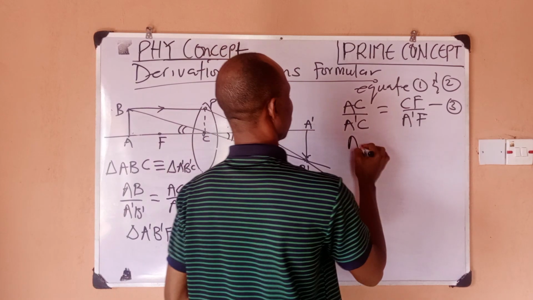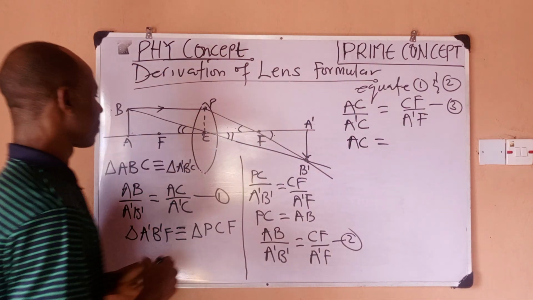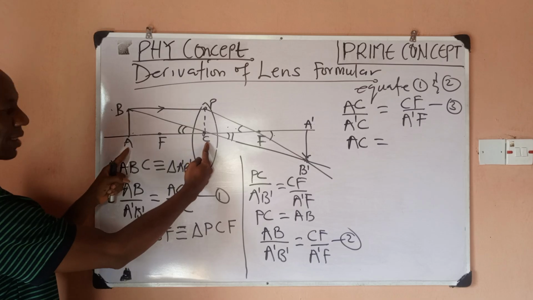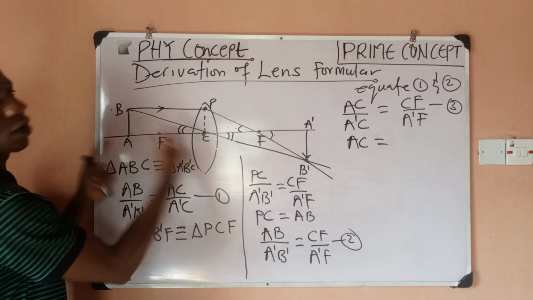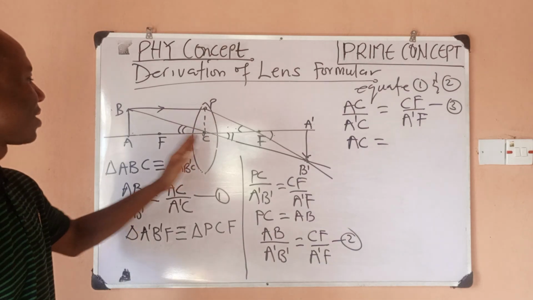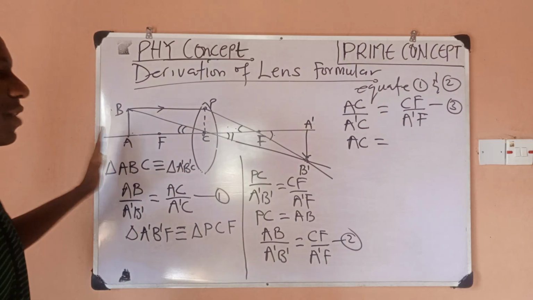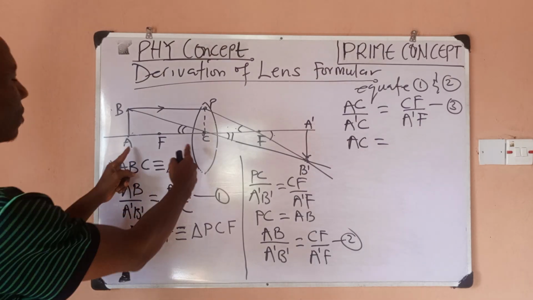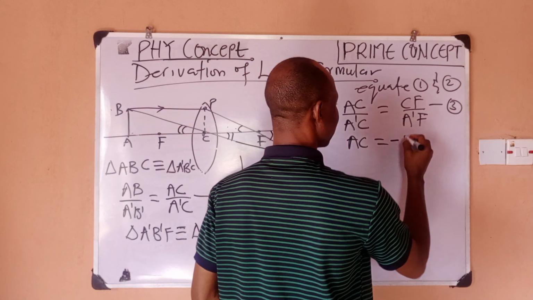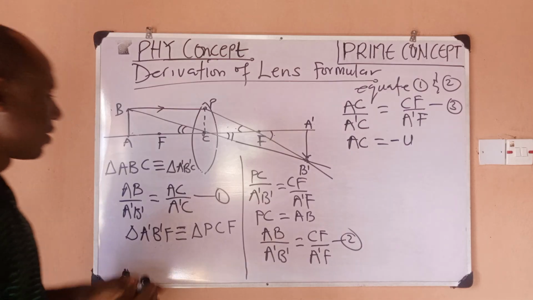So we can say that AC, A to C, is actually the object distance. So length AC is our object distance. And using our sign convention, our object is located on the left-hand side, the negative side. So it means that AC, which is the object distance, is going to be negative U, right? Since it's on the negative side.